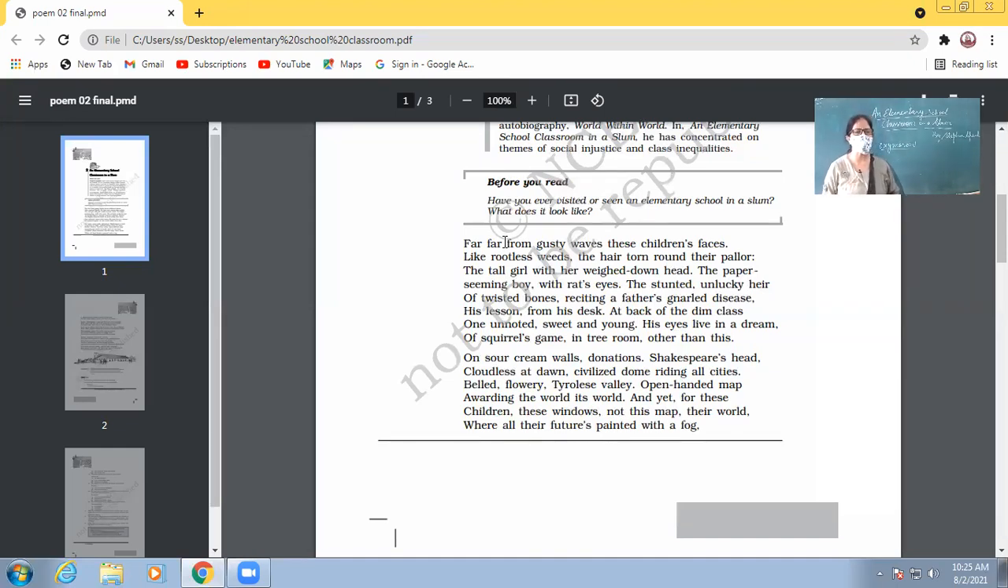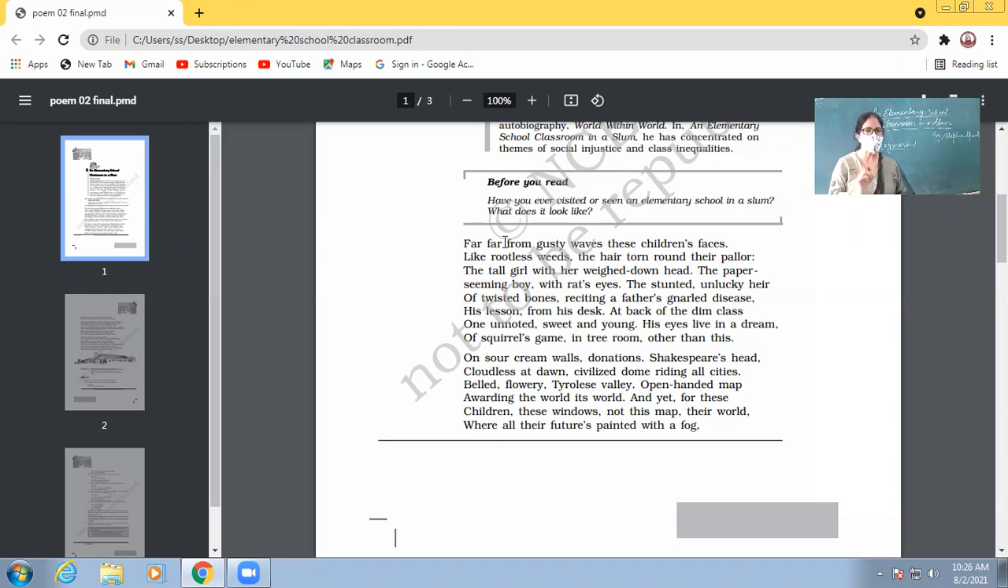Okay, so the hair torn around their pallor. Now the next line is, in the very first line, the poet says that these children are rootless weeds. Now the point is like, why does the poet say that they are rootless weeds? What are weeds? They are the unwanted plants. And do the weeds grow up in a very symmetrical order? Are the weeds good to look at? Do they have a very balanced growth? No. So those qualities of weeds you can see even in these slum children.